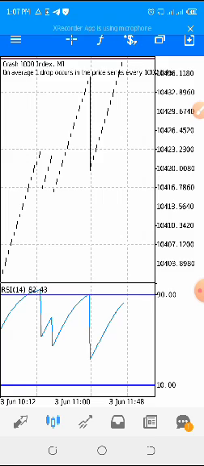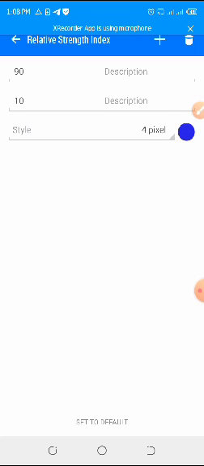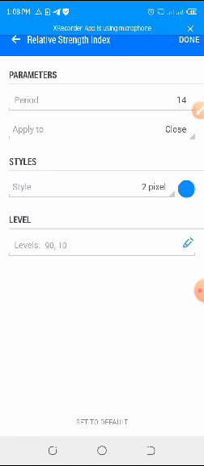I only use one indicator. It's very simple and powerful. The indicator that I use is RSI 14, that's relative strength index. The period is 14, apply to close. Then you come to the levels, 10 and 90. So that's the setting for the indicator.